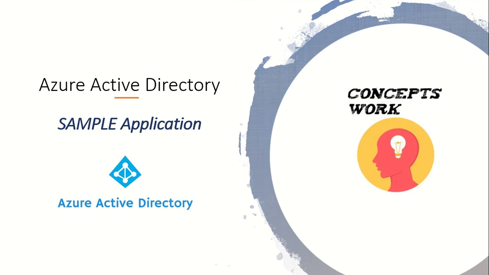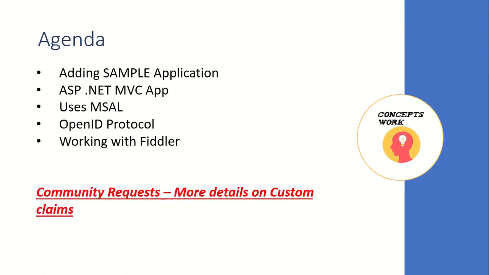Welcome back to our series on Azure Active Directory, and in this video we are going to talk about a sample application. The core agenda of this video is knowing how to add a sample application, and the application that we are going to add will be an ASP.NET MVC app. This application is going to use MSAL authentication libraries, wherein the protocol which will be used is OpenIdConnect. And then I will be showing you the Fiddler trace to track how different tokens are getting generated.